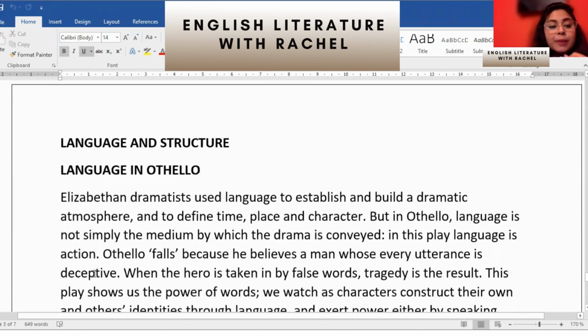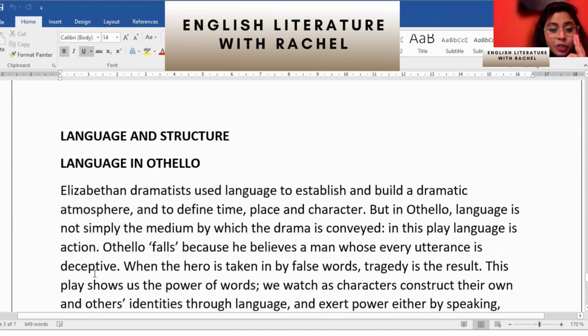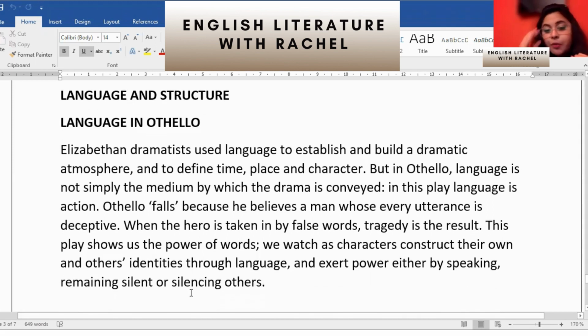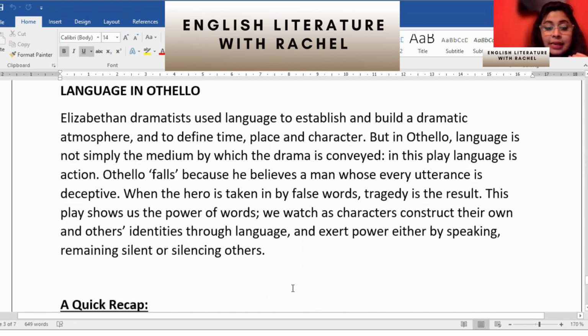So, now let's talk about language in Othello. So, dramatists use language to establish and build dramatic atmosphere and to define time, place, and character. But in Othello, language is not simply the medium by which the drama is conveyed. In this play, language is action. Othello falls because he believes a man whose every utterance is deceptive. When the hero is taken in by false words, tragedy is the result. This play shows us the power of words. We watch as characters construct their own and others' identities through language and exert power either by speaking, remaining silent, or silencing others.